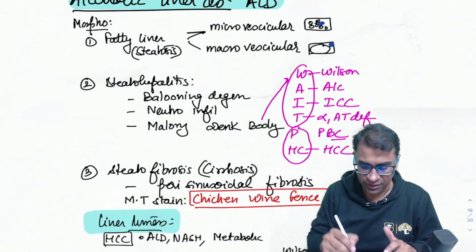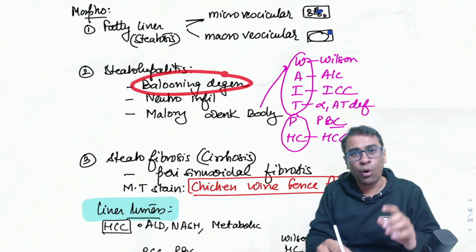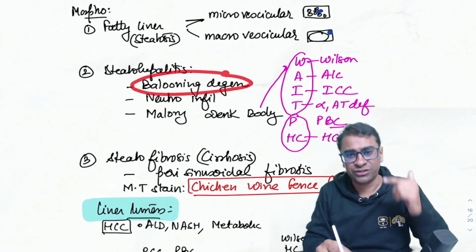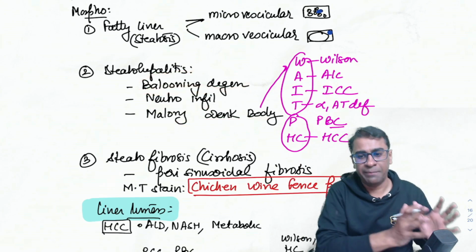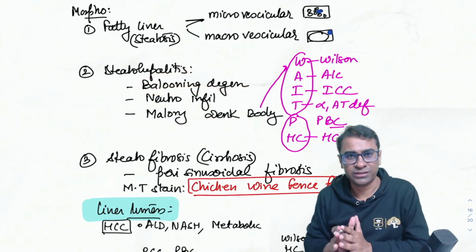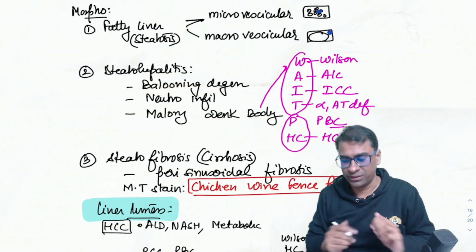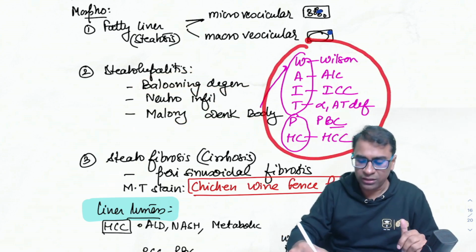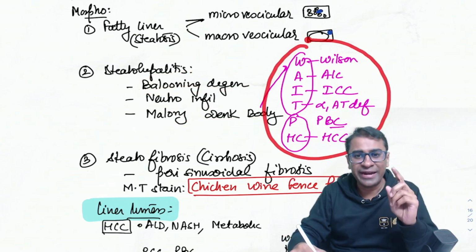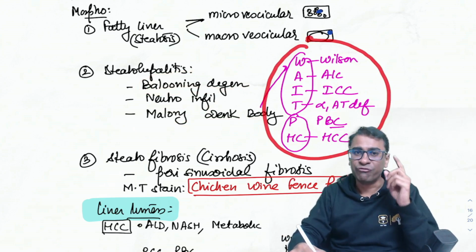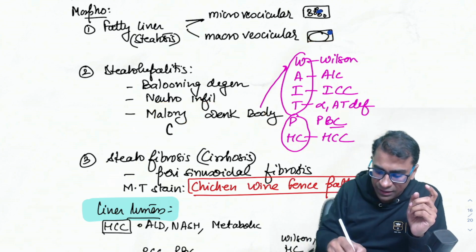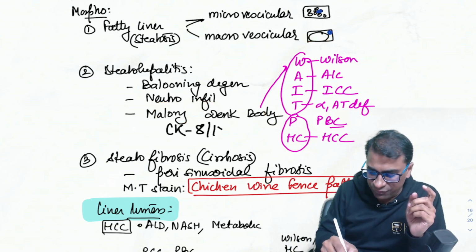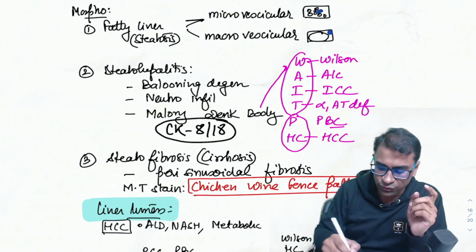Very important, look carefully. It shows cell swelling called ballooning degeneration. Next is neutrophil infiltration. And third is an inclusion body called Mallory-Denk bodies. The typical mnemonic for this is WAIT in PHC. This can be stained by cytokeratin 8 and 18. This question was asked in the NEET PG before last.